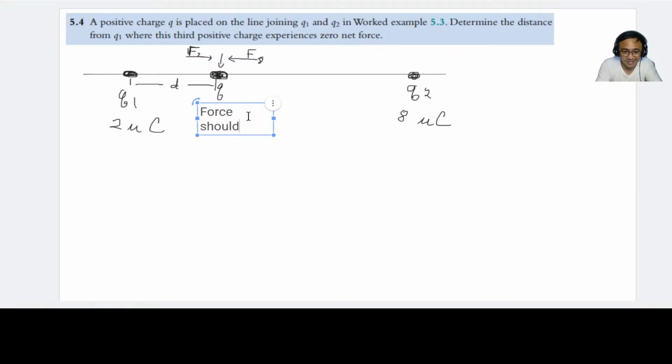But which force are we talking about? I can think of 3 forces. We have to be more specific. FE, the electrostatic force, right? But I see here 2 electrostatic forces: the force from the first charge and the force from the second charge. Let's just label them F1 and F2.